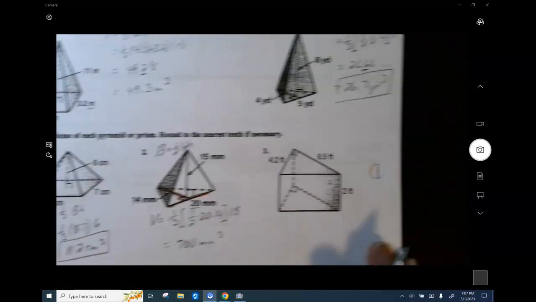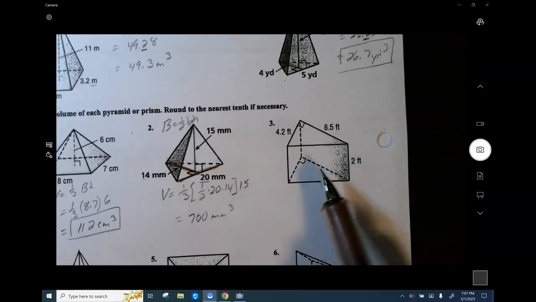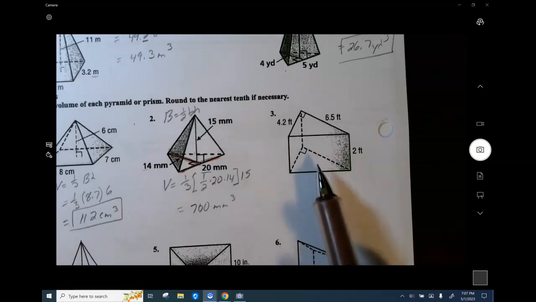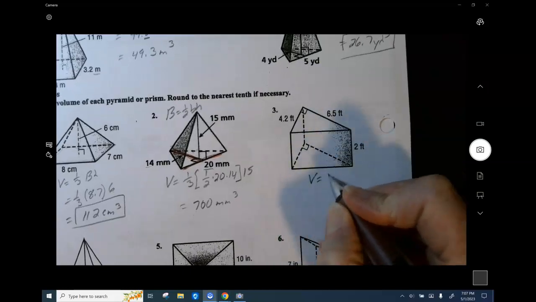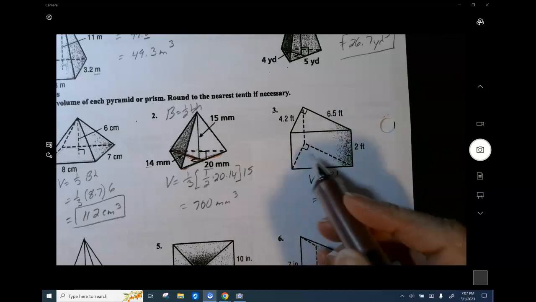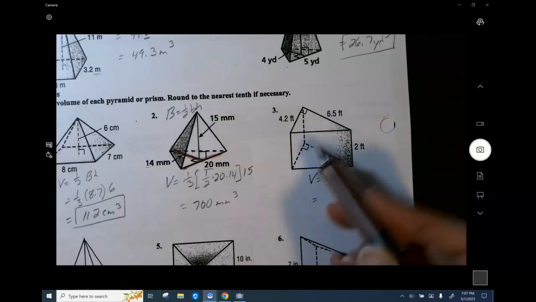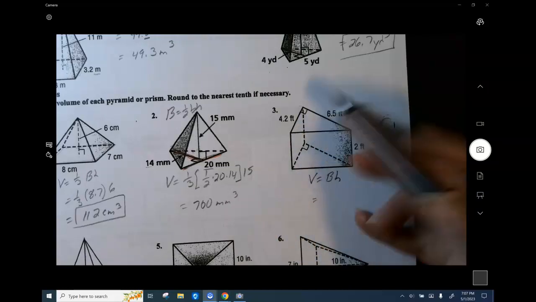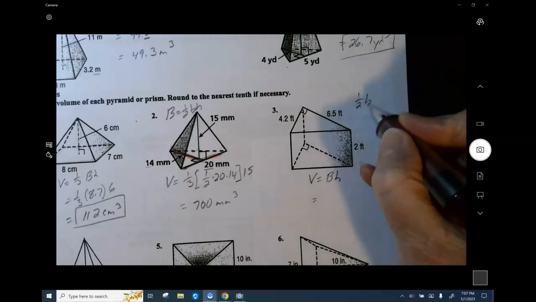So look at this one. Oh, hey, look at what they did. They threw in a prism. So the volume of a prism is area of the base times the height. What is my base? My base is a triangle. It's this triangle right here. So 1/2 base times height.